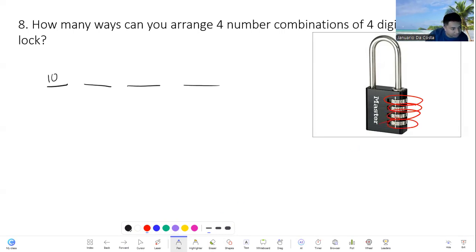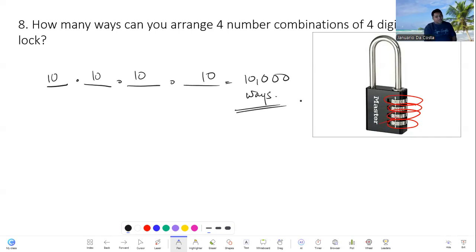So that means every position has 10 possibilities, and you simply multiply them with each other. 10,000 possible ways. Easy. It's not that hard, no? So it depends on the problem.